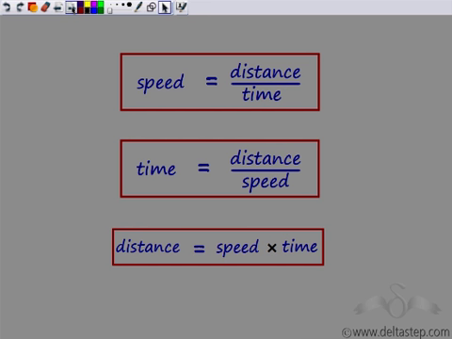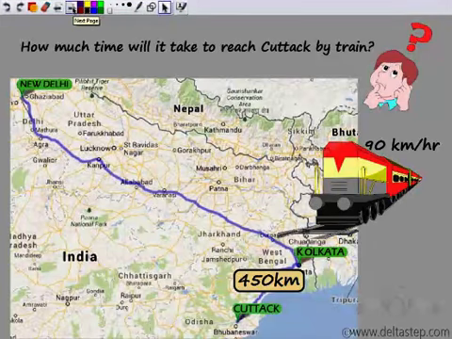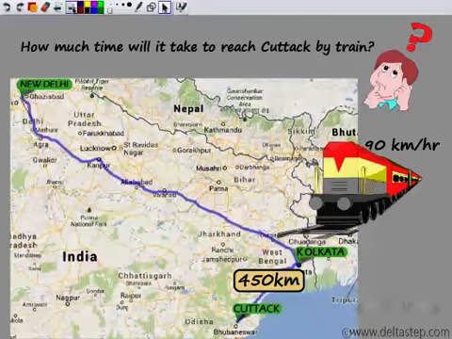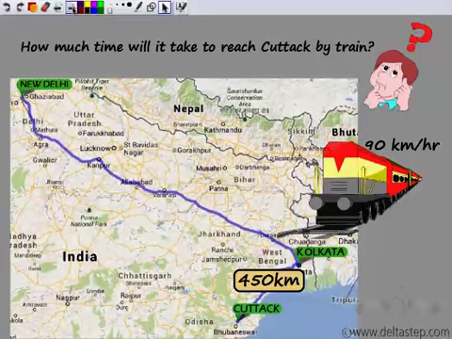So now let's solve this question. Let's say that rather than going to New Delhi, they actually went to Cuttack. We know the distance between Kolkata and Cuttack is 450 kilometers. And let us say they take a train which runs at a speed of 90 kilometers per hour. So now can you tell me how much time will they take to travel? That is, how much time will it take for them to reach Cuttack from Kolkata?